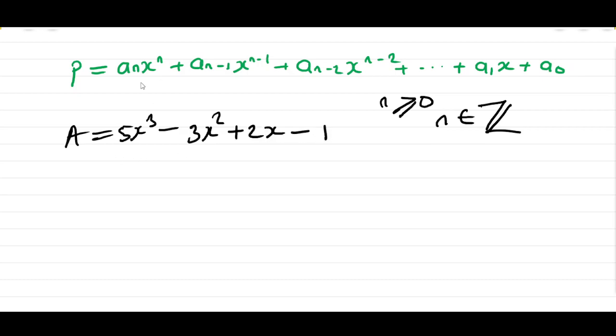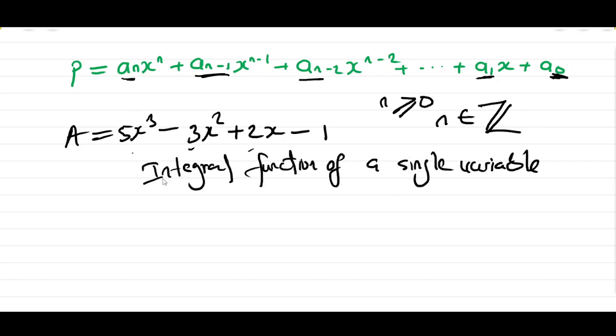So these terms are similar, just that here a sub n means the coefficient of x to the n power is 5, here n is 3, and the coefficient of x to the n minus 1, which we denote as a sub n minus 1, will be -3. Here this will be 2, and then a sub 0, which is the constant, is -1. So in this case, this is an integral function of a single variable.